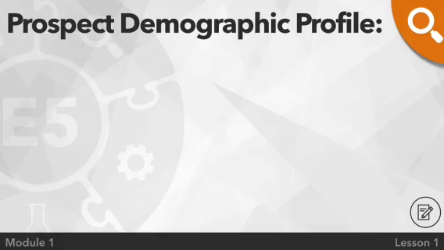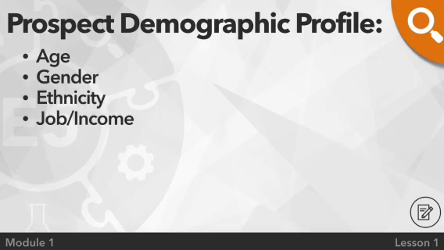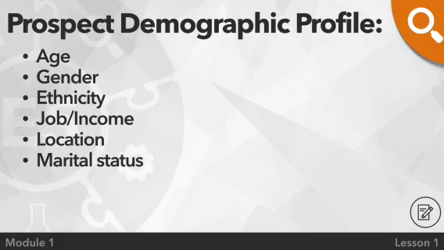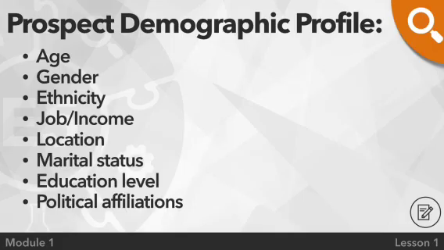Now, with a demographic profile, we're not looking for exactness. What we're looking for is an overview of who it is that you are talking to. This is not about being scientifically accurate and pinpointing. This is you getting a general understanding of what is the age range of your audience. What is the breakdown in terms of gender, ethnicity, job, income, location, marital status, education level, political affiliations, and so on. Again, we're not looking for an exact science here.